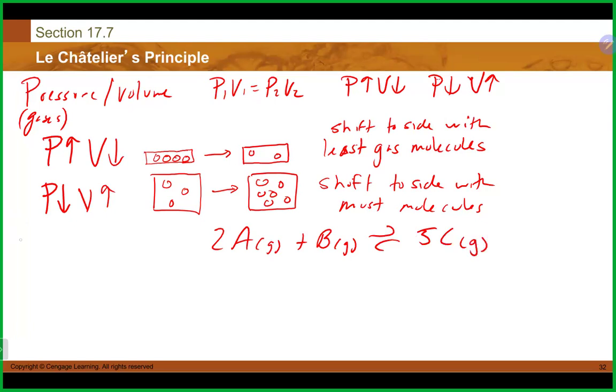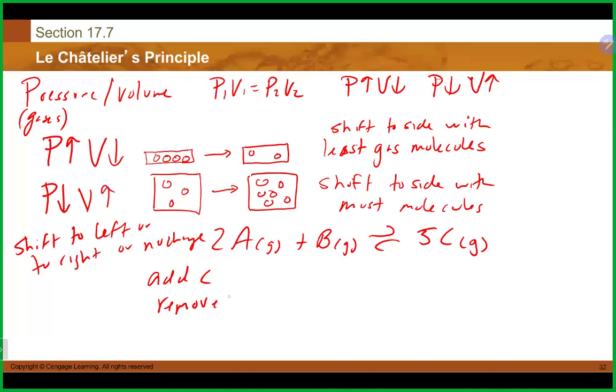And what we want to know is, will it shift to the left, to the right, or no change? If I do the following, let's say I add some C, I remove B, I increase the pressure, I increase the volume. So take a moment for each of those situations. So C is on the product side here. So when we add, it shifts away. So we would actually expect it to head away from the product side to the reactant side.